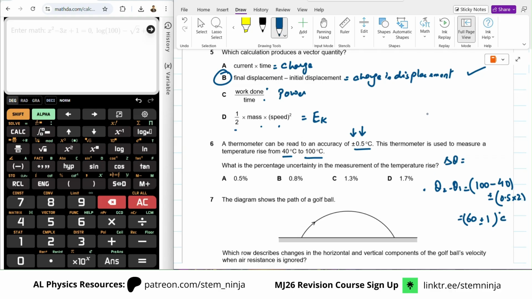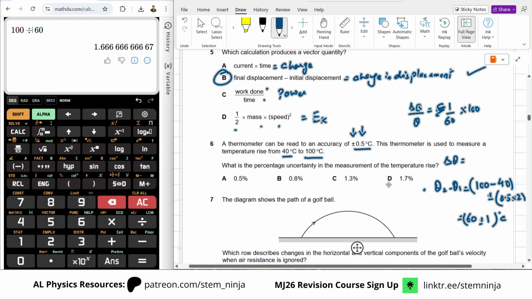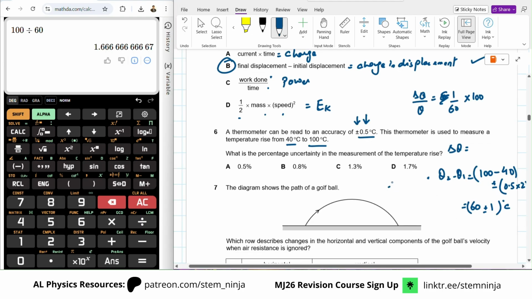So percentage would be 1 over 60 times by 100. So 100 divided by 60 would be 1.666. So this would be the answer.